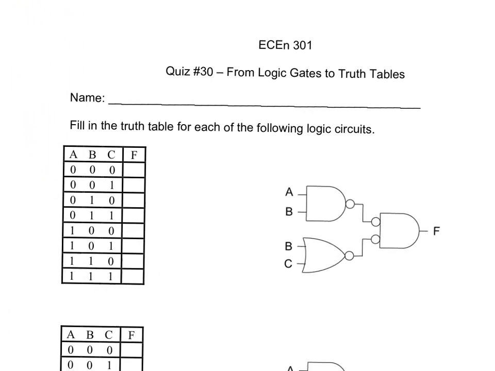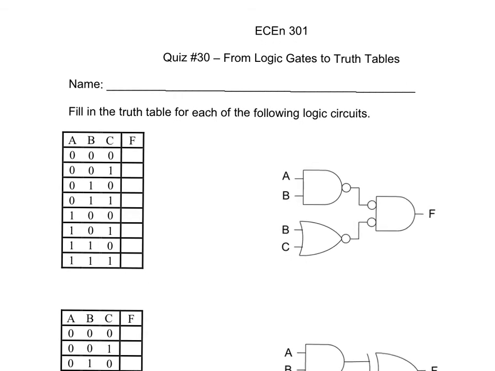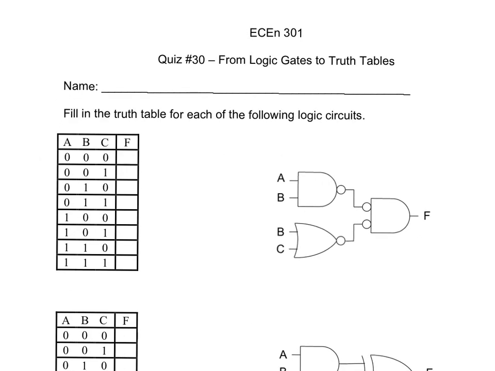Okay, let's do quiz number 30. The first thing to notice on this problem is that this NOT and that NOT cancel each other out, and these two cancel each other out as well. So we can just look at A ANDed with B, and B ORed with C.